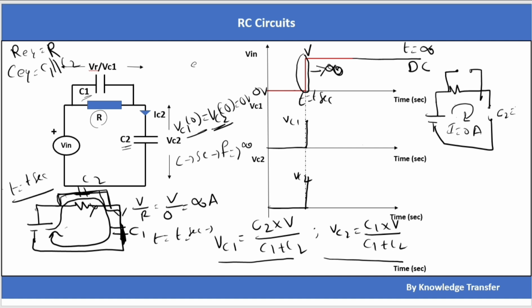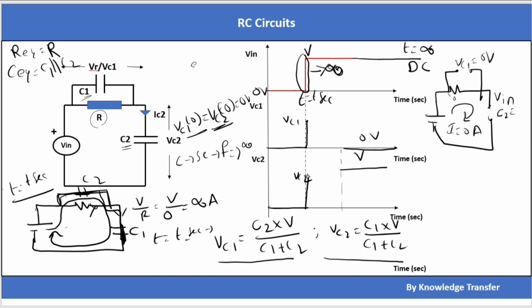C2 will be charged to Vin, and there is no current flowing through the circuit. The voltage across the resistor, VR, is 0 volts, and because C1 is connected in parallel with the resistor, VC1 will also be 0 volts. That means C1 will eventually discharge from VC1 to 0 volts, and VC2 will eventually charge to V volts.